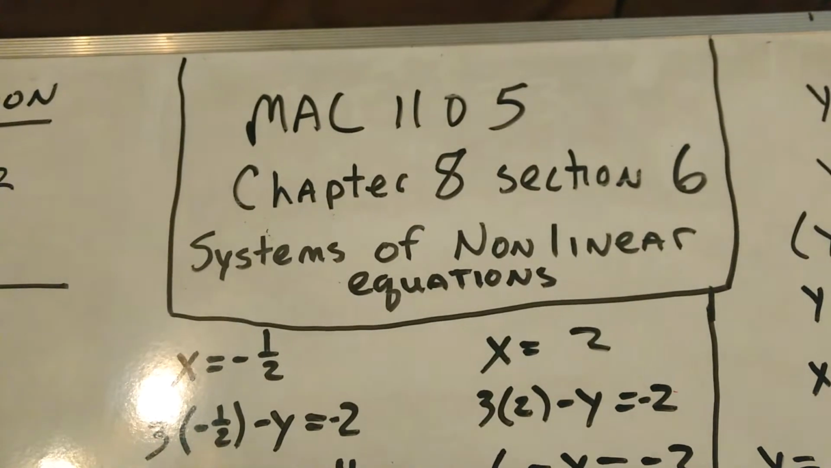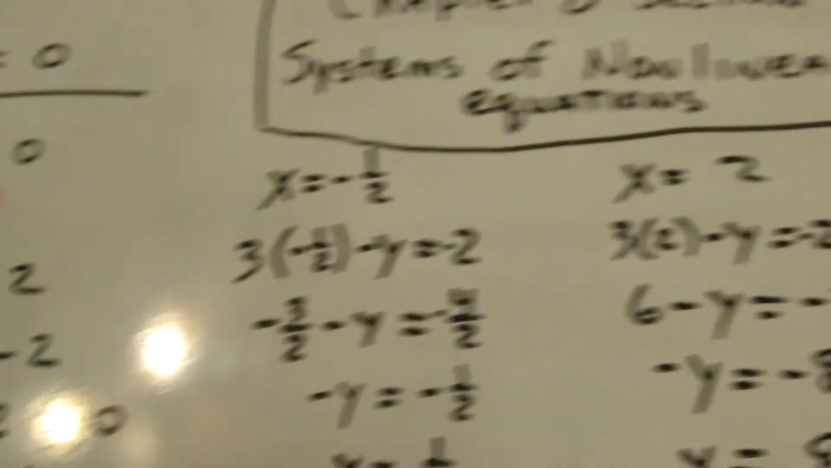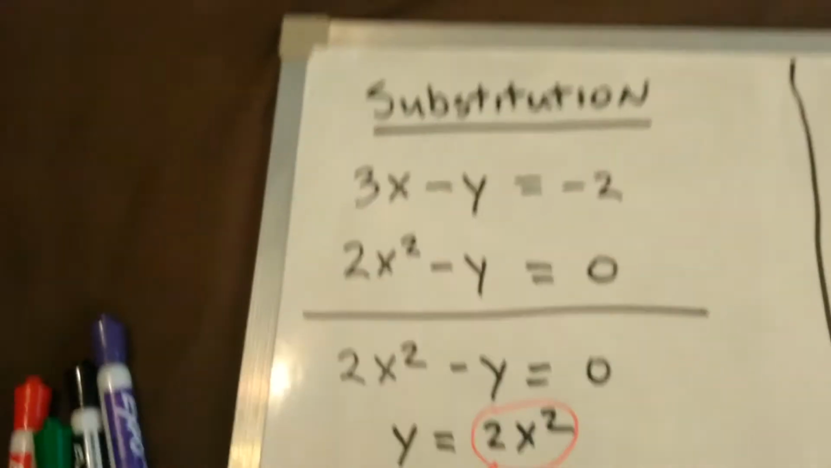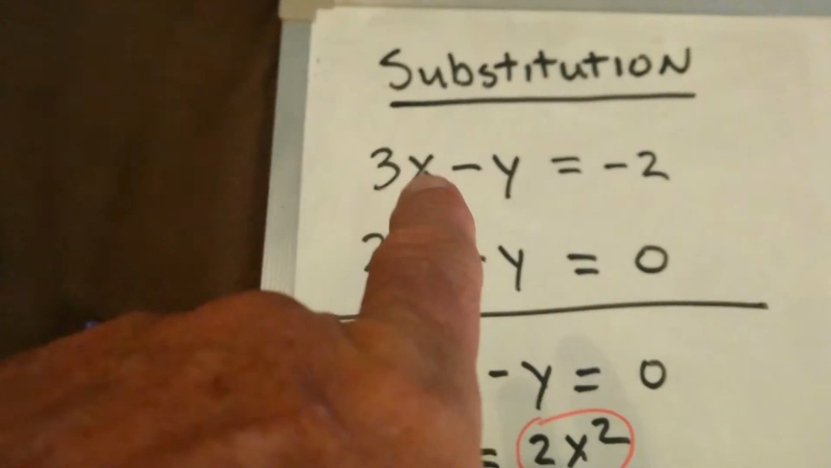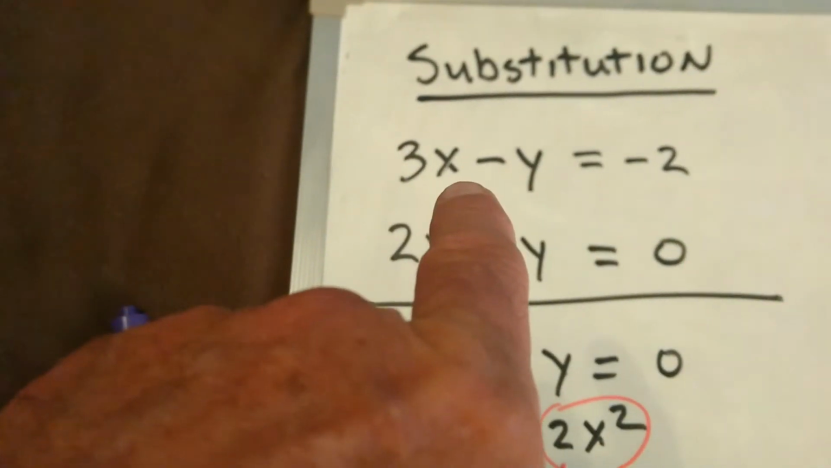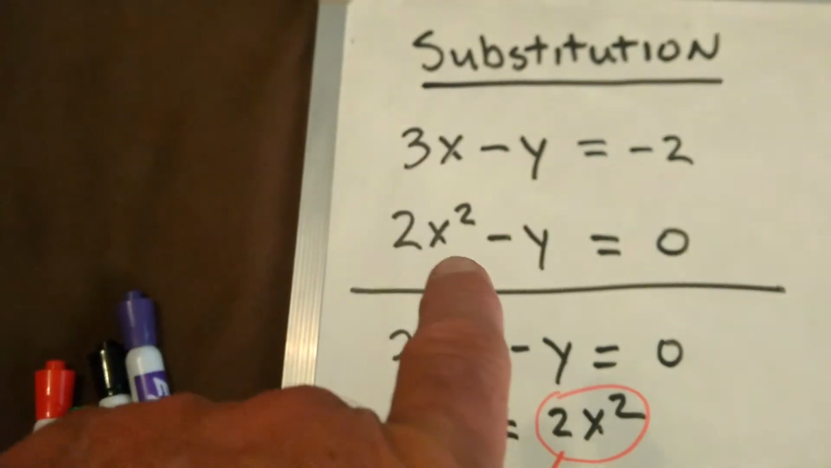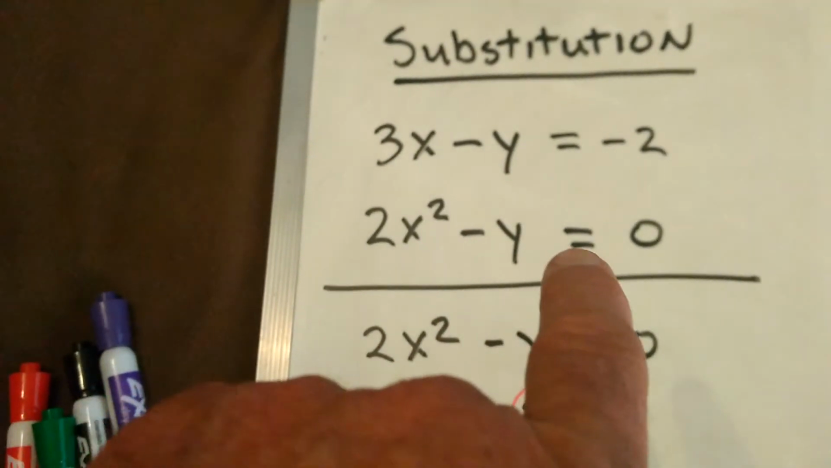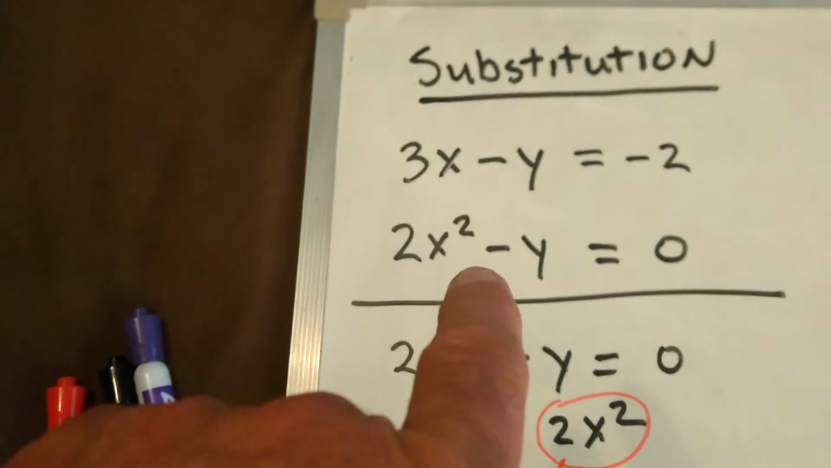Chapter 8, Section 6, Systems of Nonlinear Equations. So what's going to happen here is you're going to get a system of two equations, and either one or both of the equations is not going to be linear. See, 3x minus y equals negative 2 is linear because you have x to the first power and y to the first power. However, 3x squared minus y equals 0 is nonlinear because the x is squared.